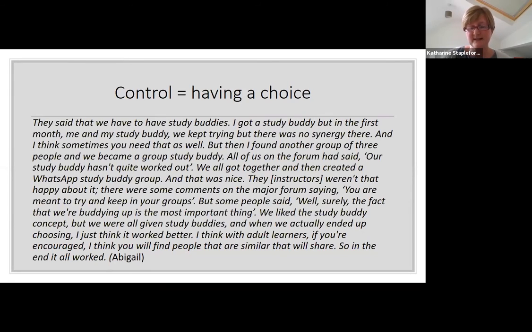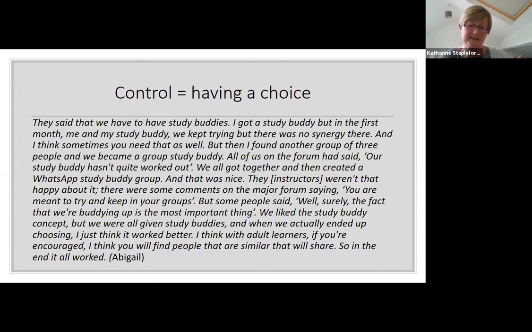So we can see that this transaction is very much a transaction in the Deweyan sense. All the aspects are interrelating and the effects are mutual and reciprocal. So the program structure, the buddy system, the buddies, the troublemakers, that's Abigail's words, are all engaged in this mutually impactful process or experience. So it's more complex than an interaction. And then with regard to transactional distance, this episode highlights how the program structure, the inflexibility of it, actually prevented Abigail and her peers from exercising agency or autonomy.